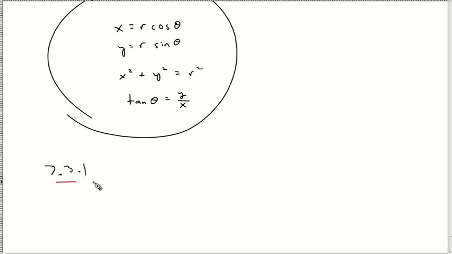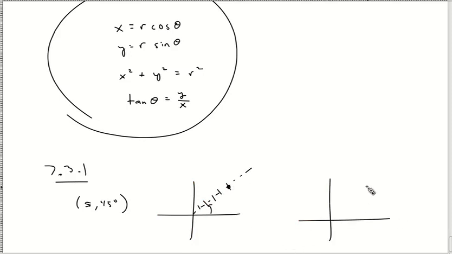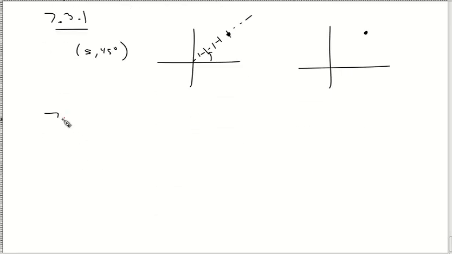Okay, here we go. 7.3.1. They say we have 5 comma 45 degrees. Graph it. Well, it's kind of nice that they said it's degrees so we know. So 45 degrees is this line right here. Yeah, so that's my 45. They said go 5. So 1, 2, 3, 4, 5. There it is. We're done. There's my point, okay? Like the answer on my math lab would look like this. There's your answer.